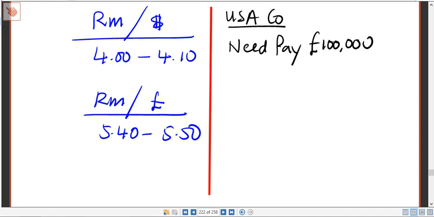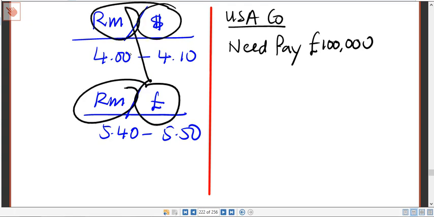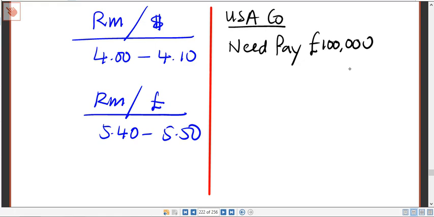Okay, you want to pay 100,000 pounds. Do you have an exchange rate, dollar and pound? Got it? Dollar and pound, got or not? Don't have. So you want to pay 100,000 pounds, but you don't have dollar and pound. So what do you have to do?